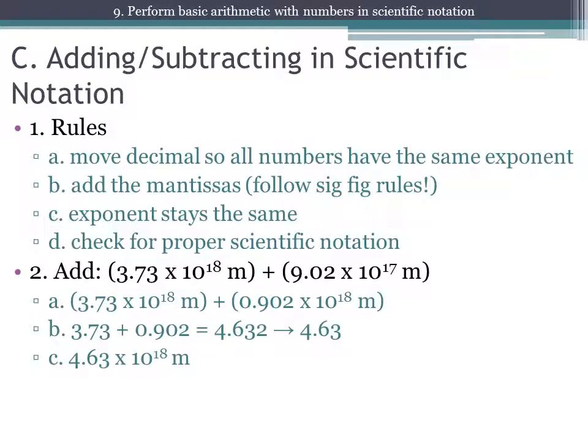My last step, checking for proper scientific notation, it looks fine. The decimal's in the right spot. It's between the 4 and the 6, meaning there's only one non-zero digit to the left of the decimal. So we're good there. So the answer would be 4.63 times 10 to the 18th meters.